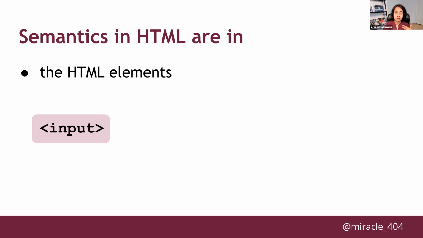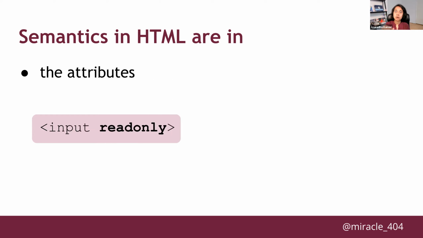And apart from HTML elements, there are also attributes for each HTML element, and they also provide semantics to that element or that content. For example, input read only. Here, read only is the attribute, and it says that this input is read only, so the user cannot type into it. So this also provides a meaning to it.